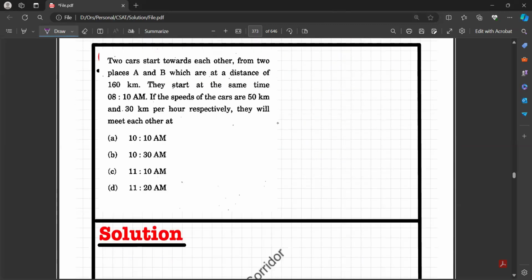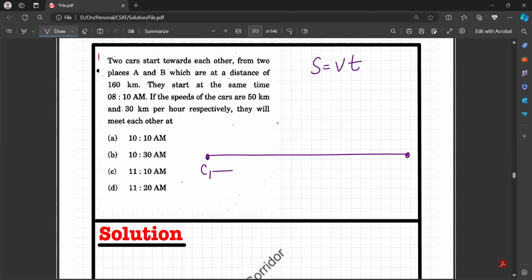Two cars, again using the S equals VT method. Two cars start towards each other. Here the relative speed concept would apply, but I'm not using it right now. I will use this method so that everyone can solve using it.